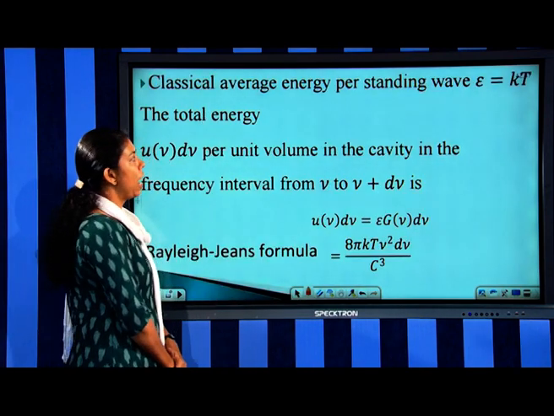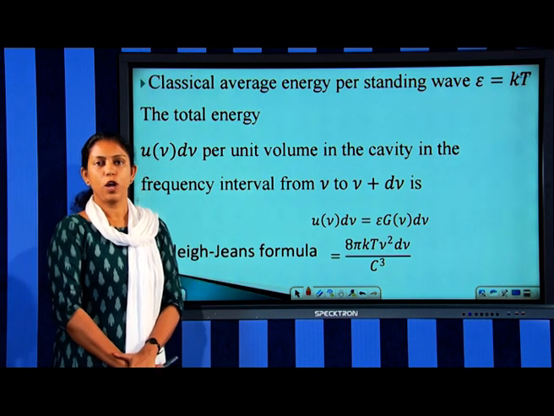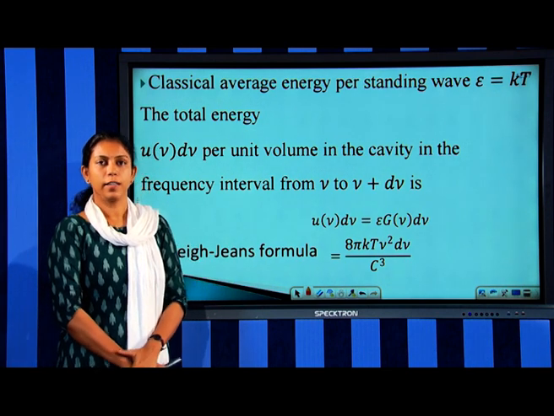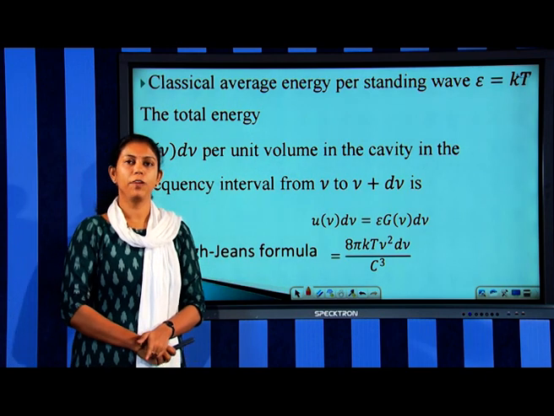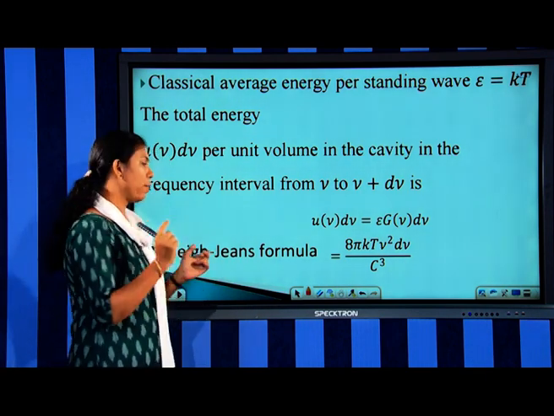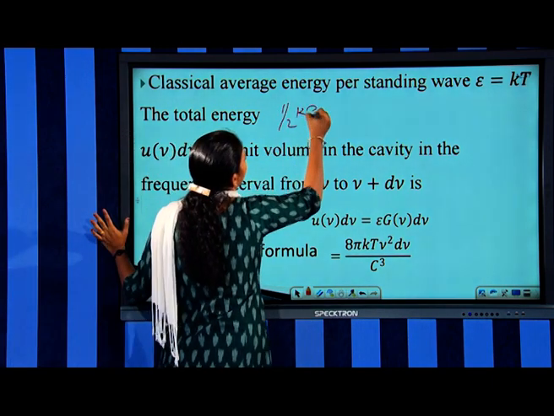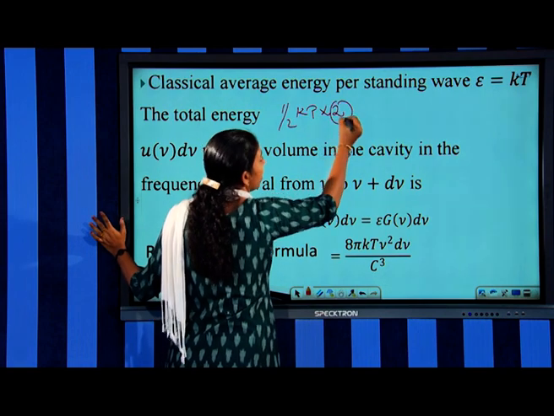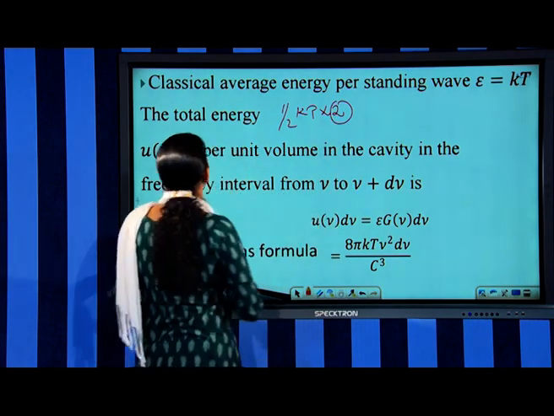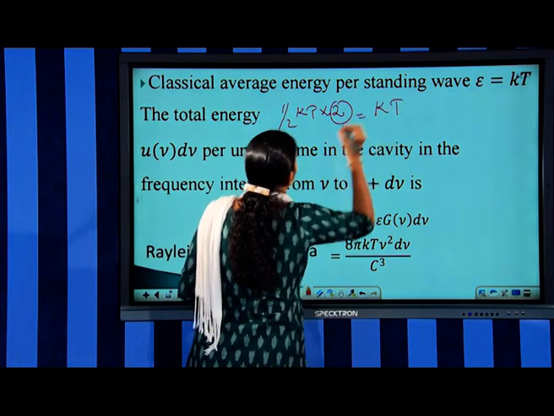The classical average energy per standing wave is given as epsilon equal to kT. Here the classical average energy per standing wave is given by multiplying the above equation, half kT, into 2. Here 2 represents the degrees of freedom. Then we get it equal to kT.